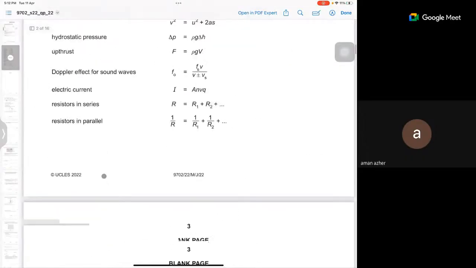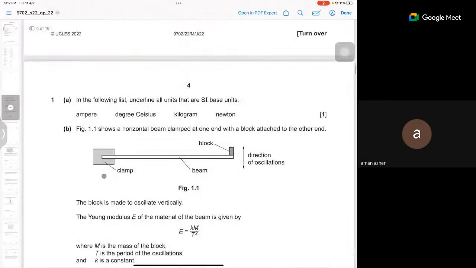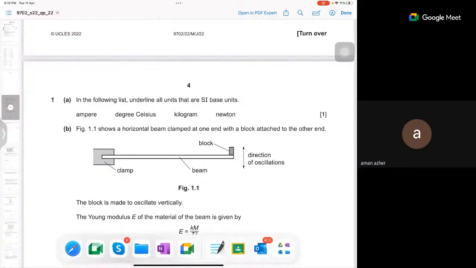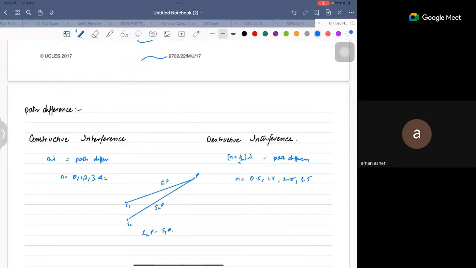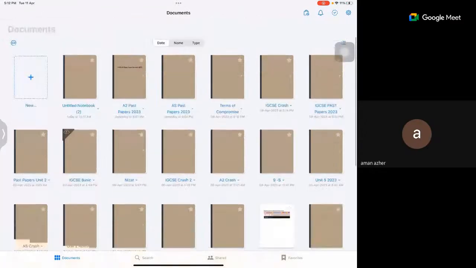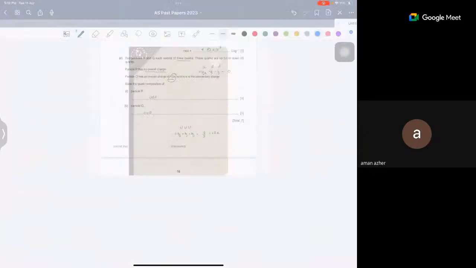So the first question we're gonna do is: in the following list, underline all the units that are SI base units. Oh wait, sorry, I did not put it in our PDF. Wait, we were doing AS.